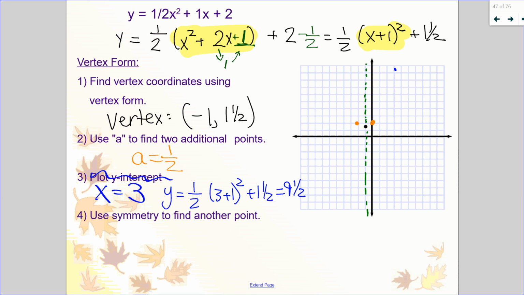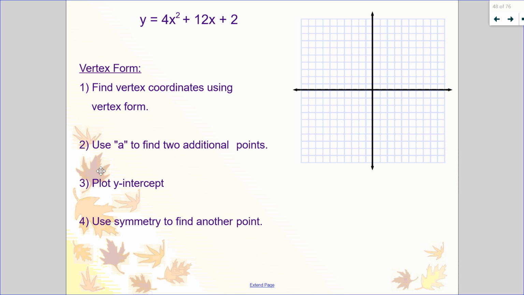And this is 1, 2, 3, 4 to the left, 1, 2, 3, 4 to the left. I get another point, and then I can draw. So again, that other point doesn't have to be the y-intercept. It's just easy to find because you get to deal with 0. Questions on that? Okay, let's do the last one.